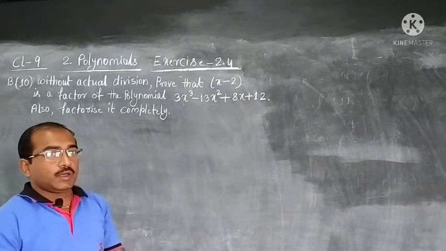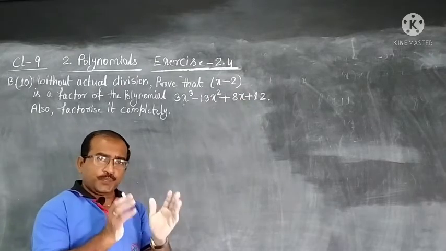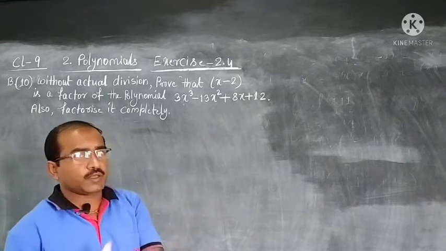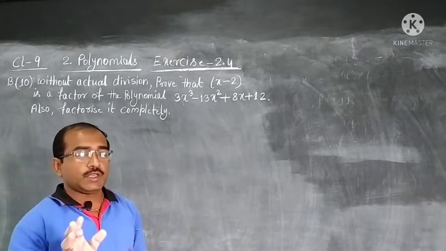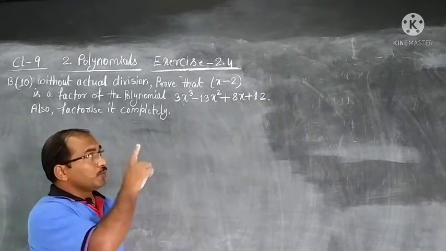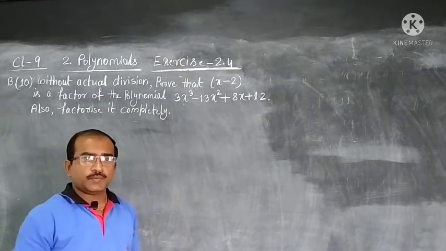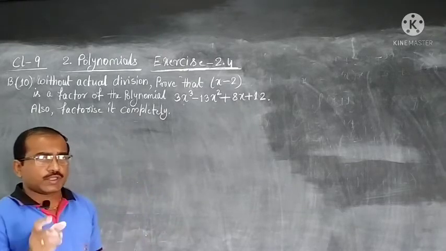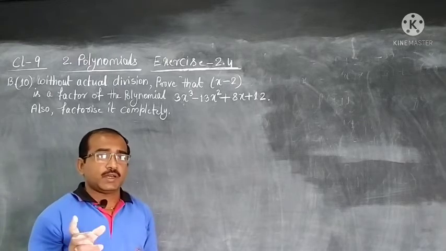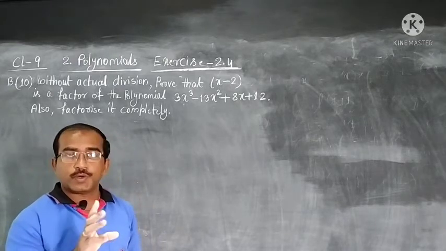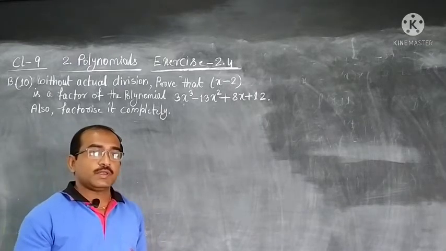In the last question, it was clearly given this is a factor of that polynomial, but here it is not said like that. Here it is, what? Prove that it will be a factor. So, we need to understand the question. The solution will not be that difficult if we have understood the question properly.